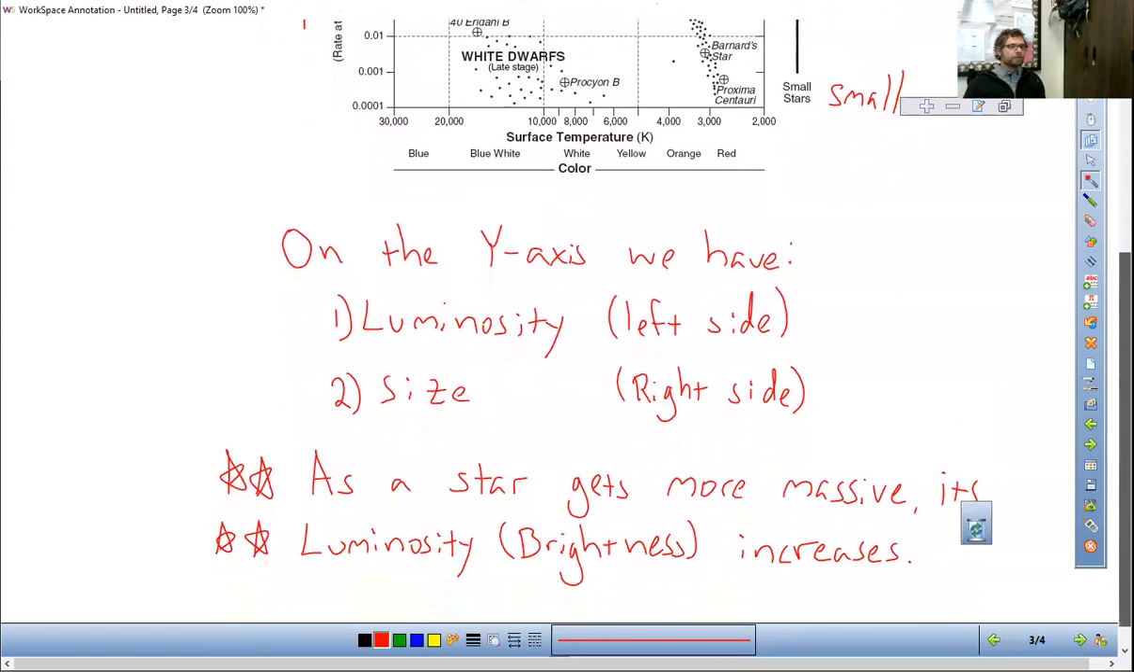So what you might have noticed is this right here, that as a star gets more massive, its luminosity or its brightness increases. What this tells us is that the brightness of a star is dependent on the size of the star. It's not actually dependent on the temperature like you would think. It doesn't matter how hot or cold a star is. What matters is the size of the star. The bigger the star is, the brighter the star will be.